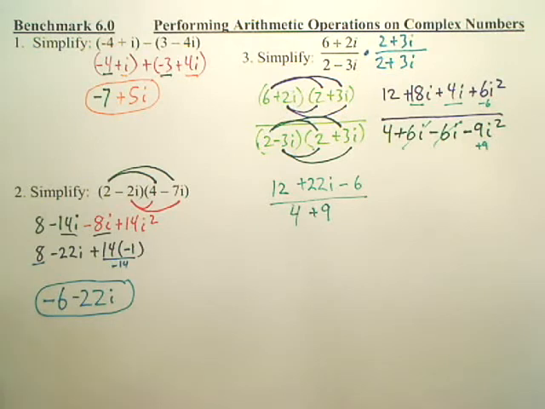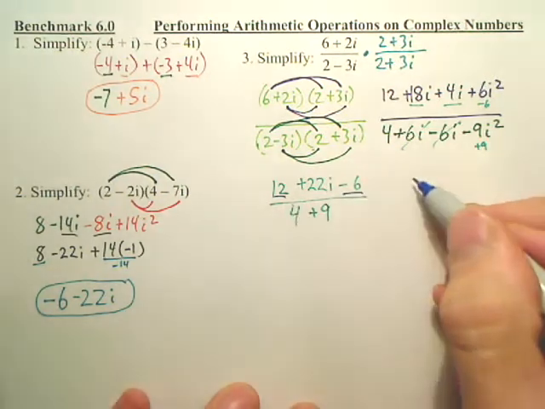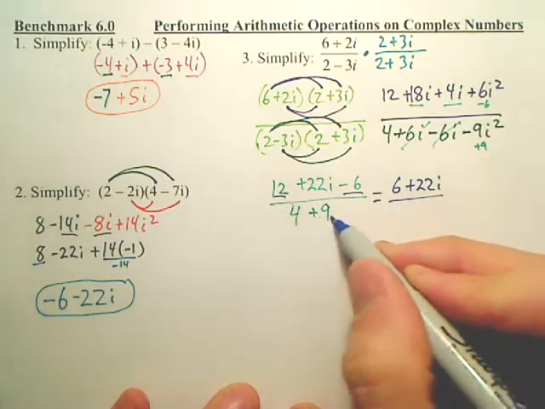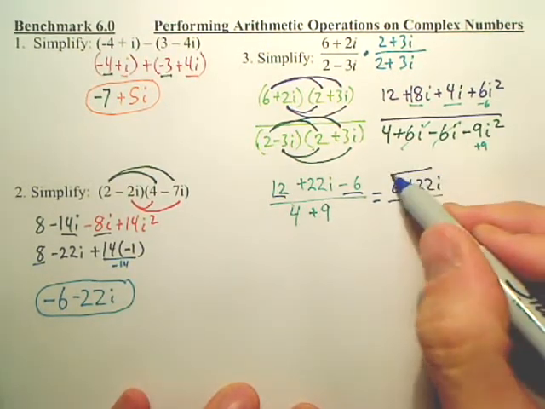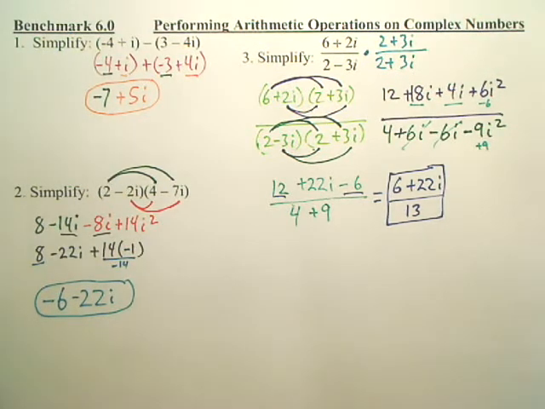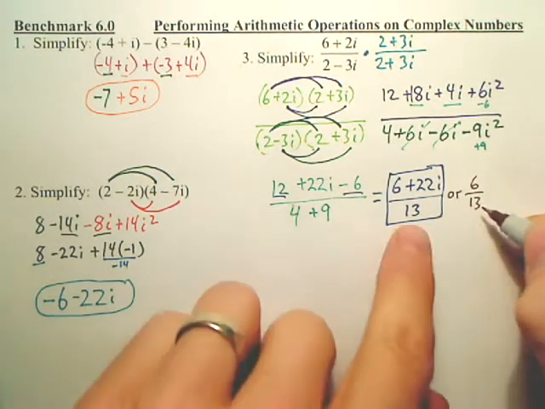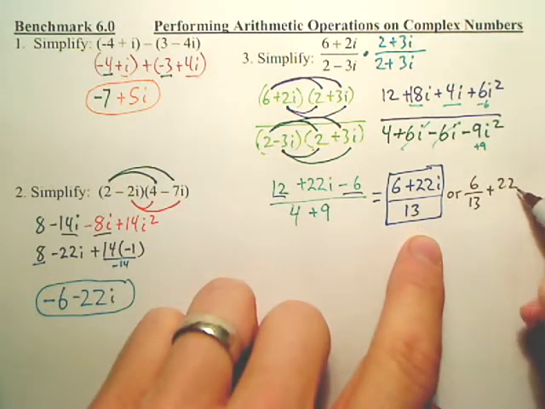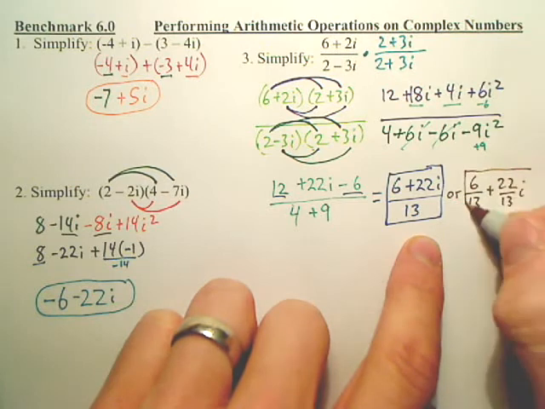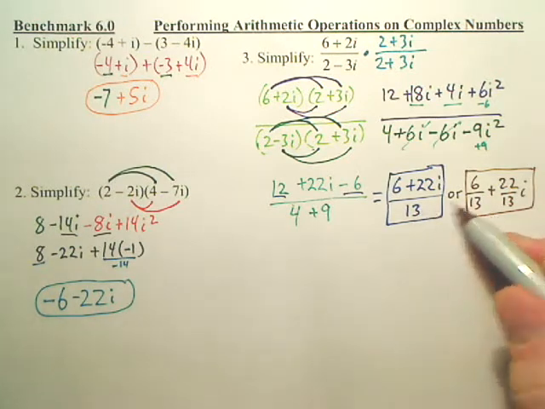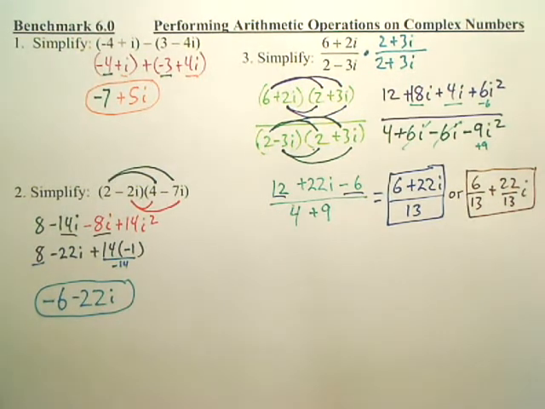Almost there. I want to combine the tops. Well, these two combine to give you 6 plus 22i. And the bottom, 4 plus 9 is 13. There is your answer, but there is another way to write it. That is one way to write your answer. The other way, which is very common and actually more precise, is you divide each piece by the 13. That is actually more specifically an imaginary value. This works, but both of these can show up as answers on the multiple choice test. Both forms.